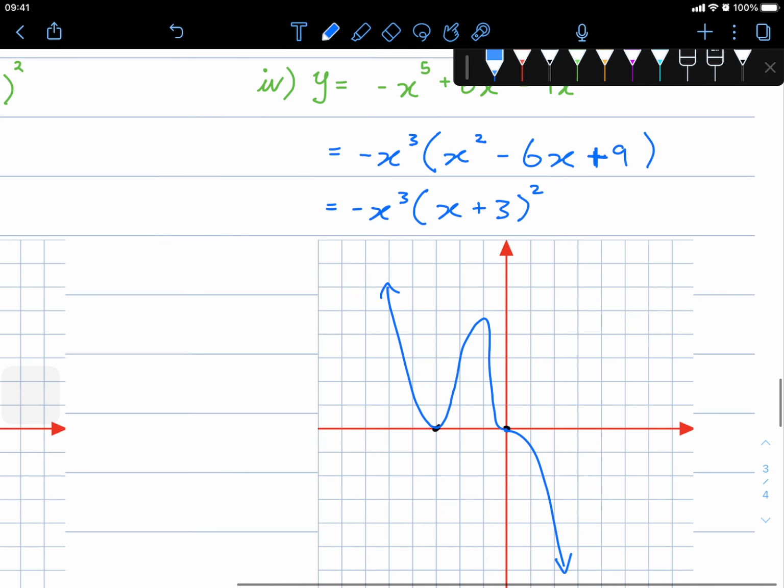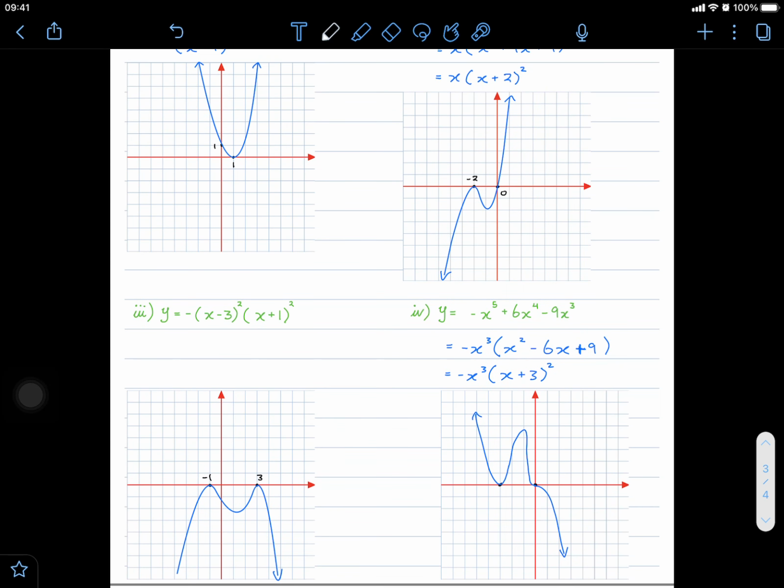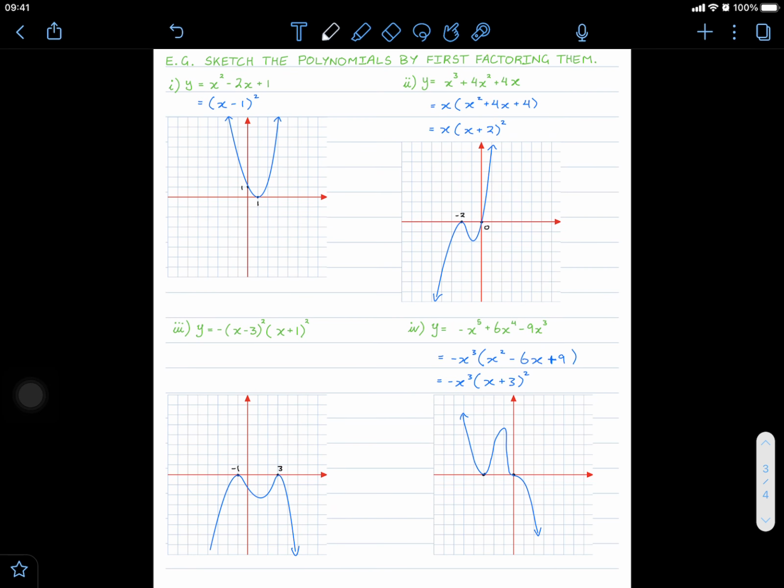Definitely not, well, the least accurate of the 4 here, but I think you get the idea of this idea of repeated roots. Hope to see you in the next video. Best of luck.